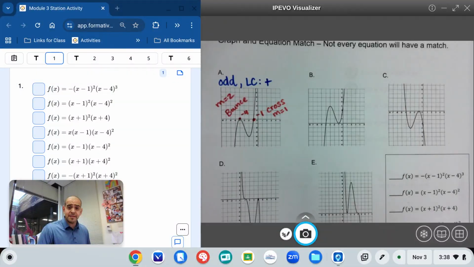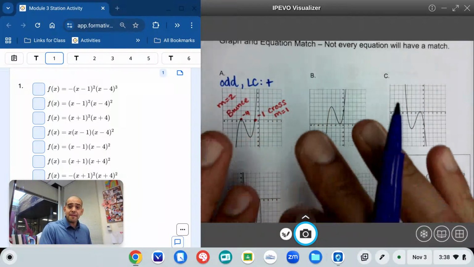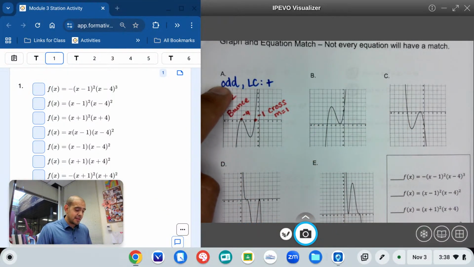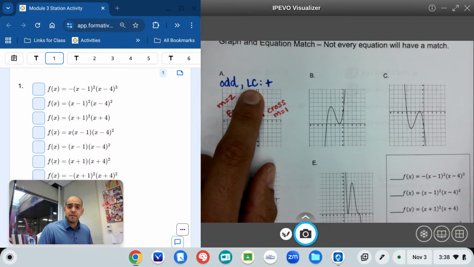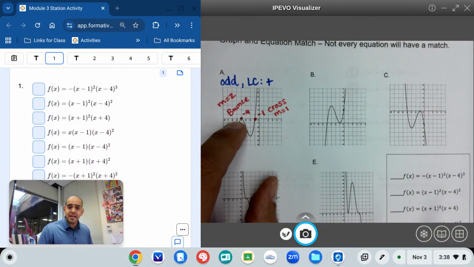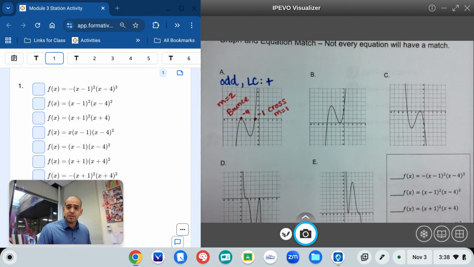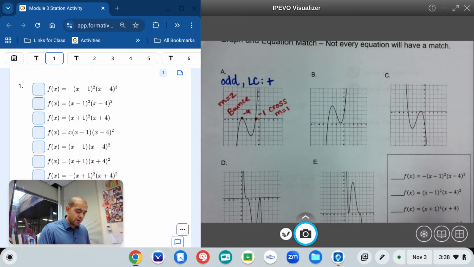And that's what you're going to be assessed on Wednesday. So I want you to do that for all of the graphs. Identify whether it's odd or even, identify whether the leading coefficient is positive or negative, identify your roots, identify what's going on: bounce, cross, wiggle, and the multiplicity for that.